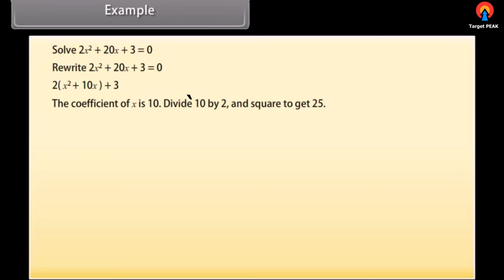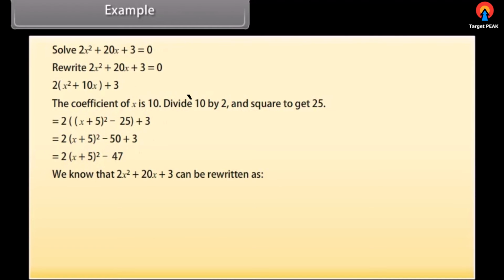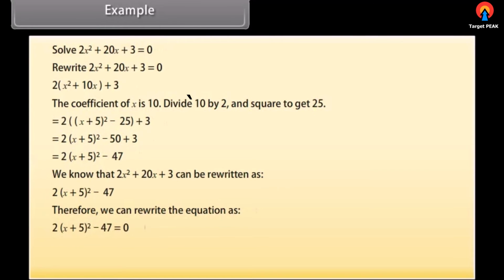Divide 10 by 2 and square to get 25. So 2x² + 20x + 3 = 2[(x + 5)² − 25] + 3 = 2(x + 5)² − 50 + 3 = 2(x + 5)² − 47. We know that 2x² + 20x + 3 can be written as 2(x + 5)² − 47. Therefore, we can rewrite the equation as 2(x + 5)² − 47 = 0.